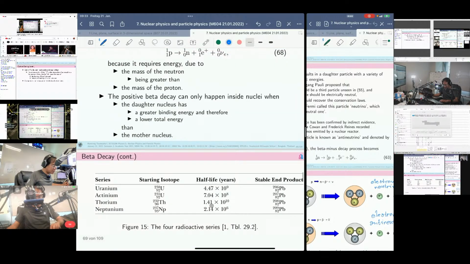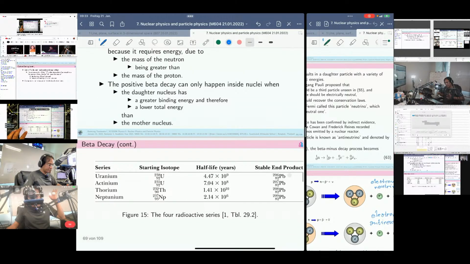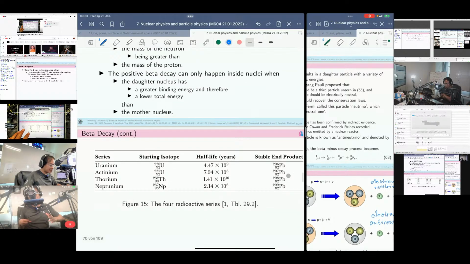The next one is the series. You have finished beta decay and alpha decay. Now let's talk about the actual scenario of beta and alpha decay. There are four series of possible isotopes that emit alpha and beta particles.